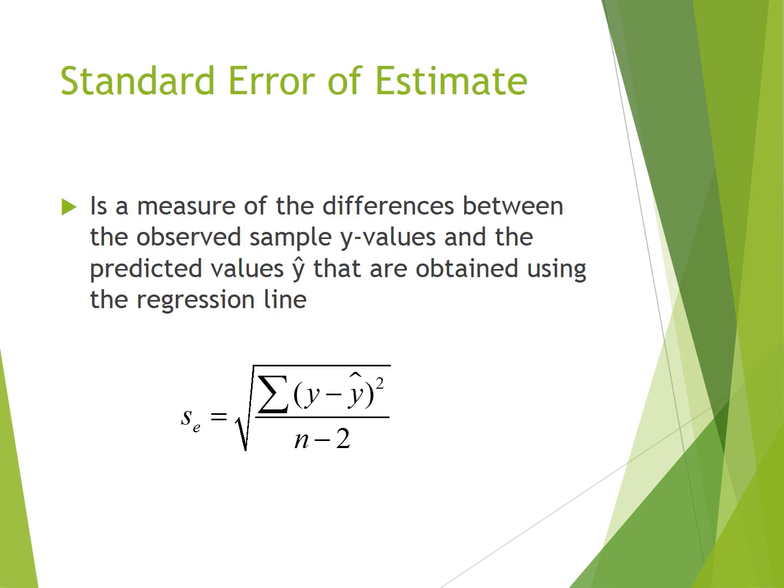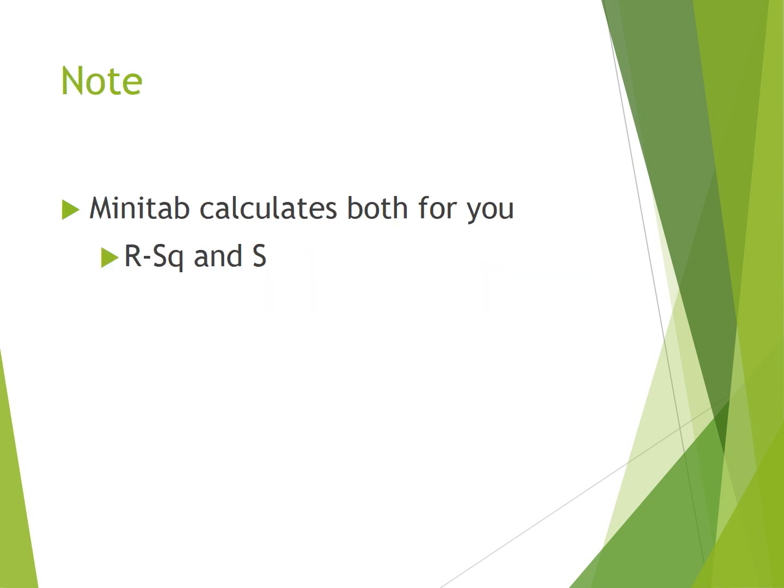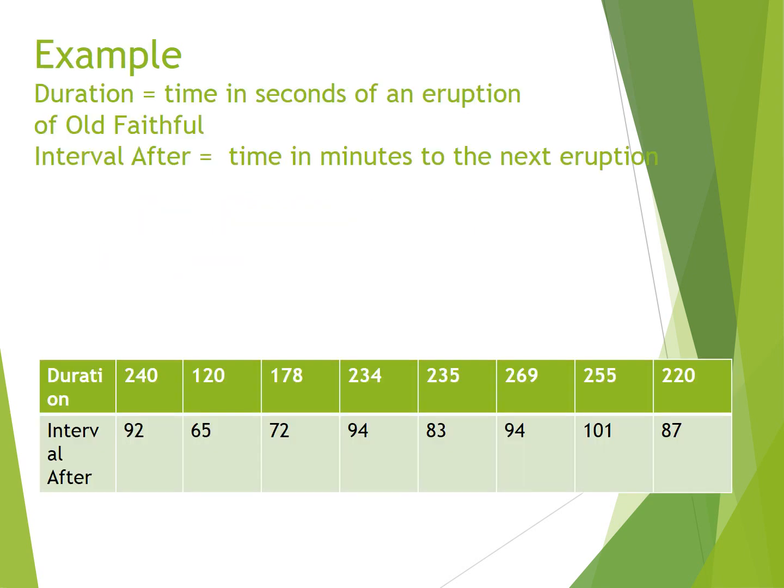We have a standard error of the estimate, and you can use this formula. It's the measure of the differences between the observed y values and the predicted y values. Note, Minitab calculates both the R squared and the S value for you, but we are going to use the R squared to some extent in this class, but not the S.